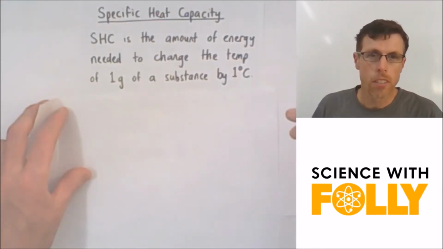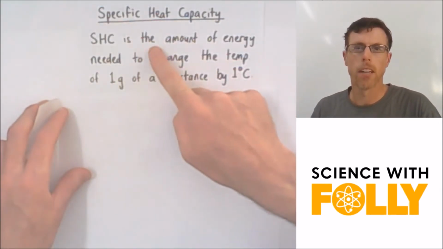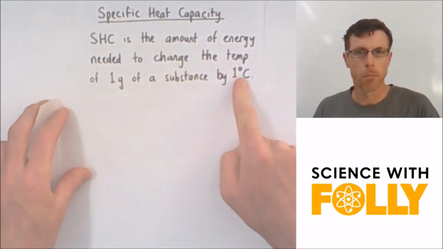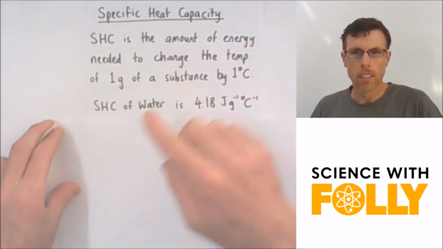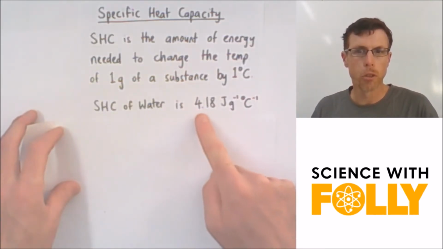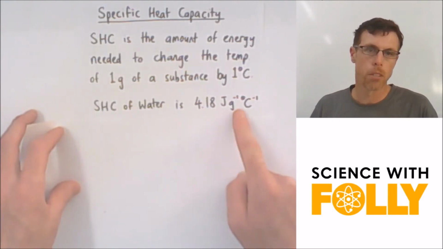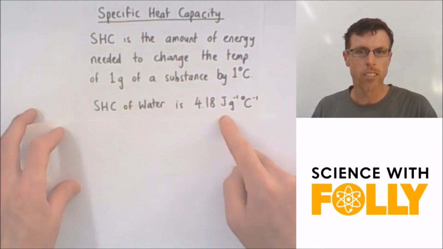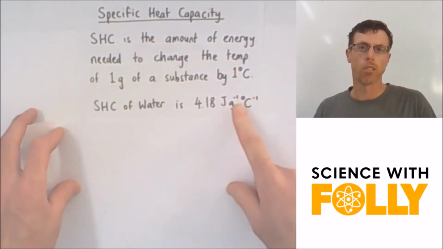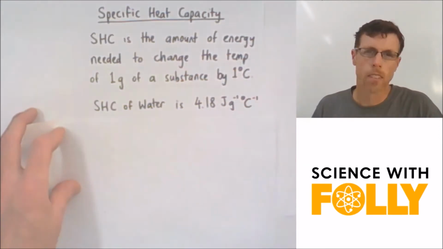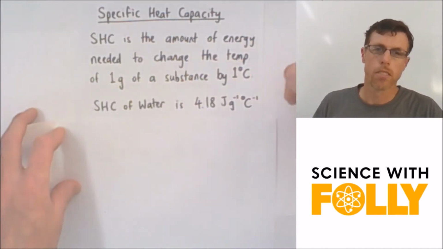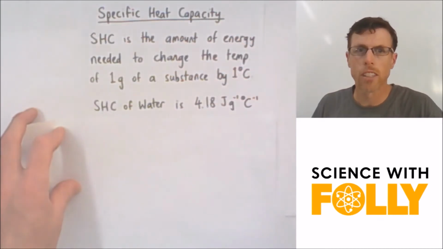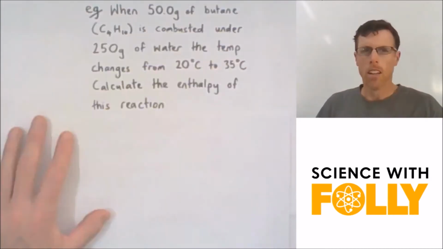Now we're going to look at specific heat capacity. And specific heat capacity is the amount of energy needed to change the temperature of 1 gram of a substance by 1 degree Celsius. The specific heat capacity of water is 4.18 joules per gram per degree Celsius. What that means is it takes 4.18 joules of energy to heat 1 gram of water by 1 degree Celsius. Different things have different specific heat capacities. What do you think's got a lower specific heat capacity, water or cooking oil? Think about it.